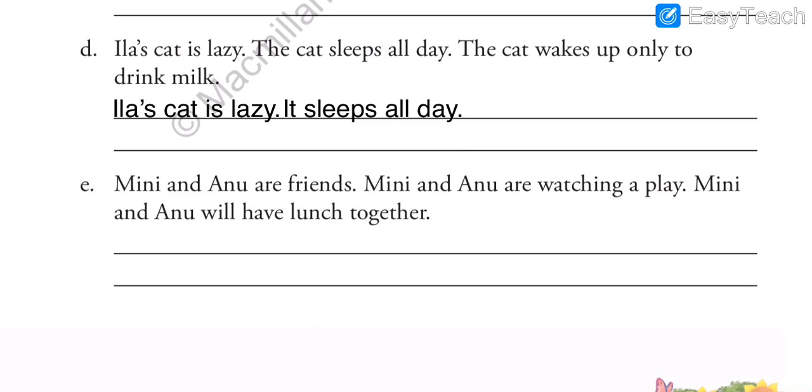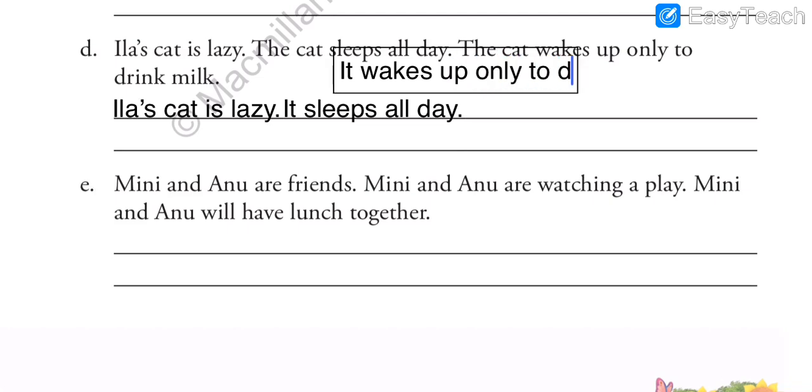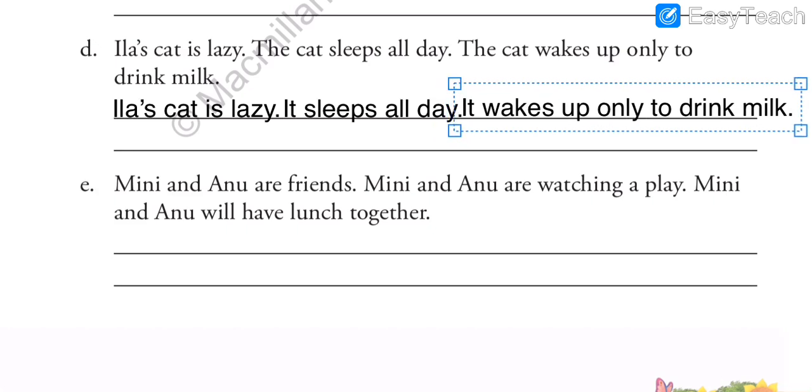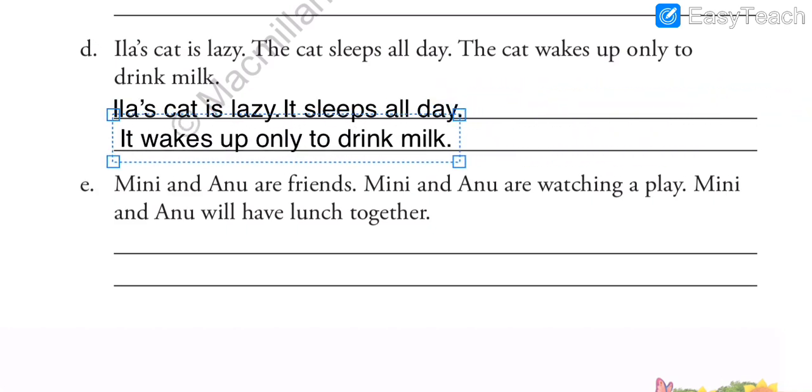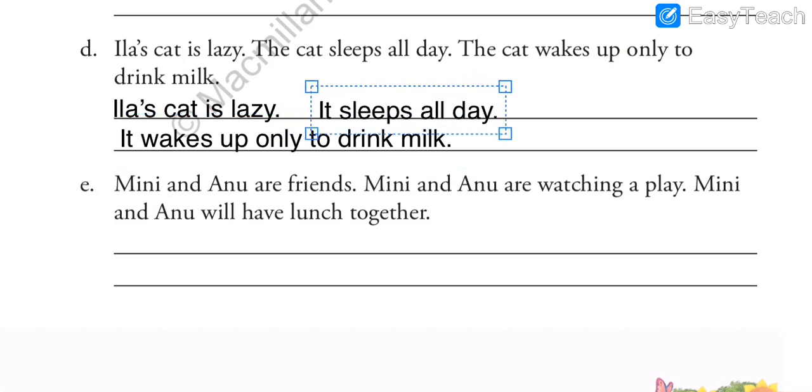So we are going to write it over here. Okay, here's the text box. So it wakes up only to drink milk. Full stop. Don't forget to apply full stop. See, it is not possible to fit it over here, so I'm just going to put it in the next line because the next line is given for you only, in case it is not properly fitting.